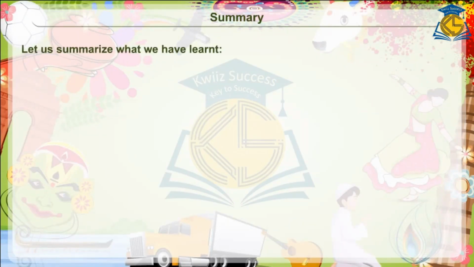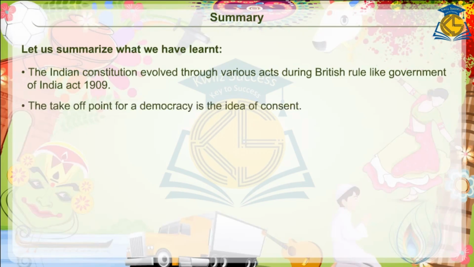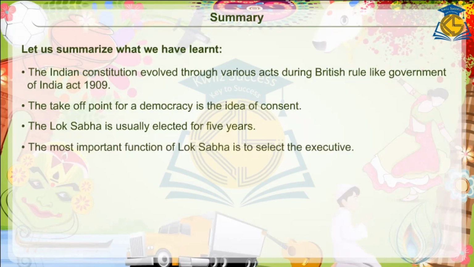Summary. Let us summarize what we have learned. The Indian Constitution evolved through various acts during British rule like Government of India Act 1909. The take-off point for a democracy is the idea of consent. The Lok Sabha is usually elected for 5 years. The most important function of Lok Sabha is to select the executive.